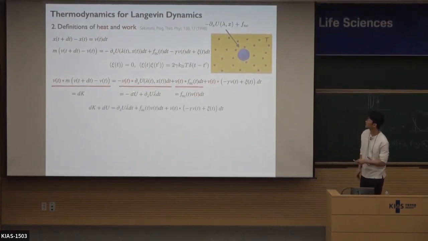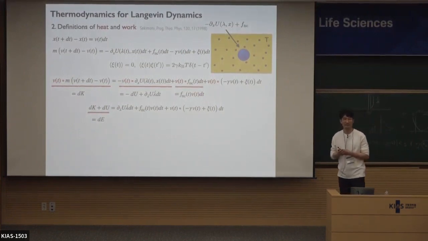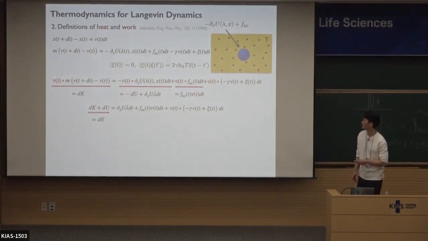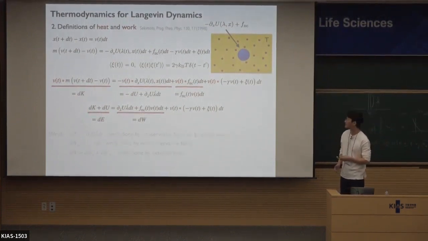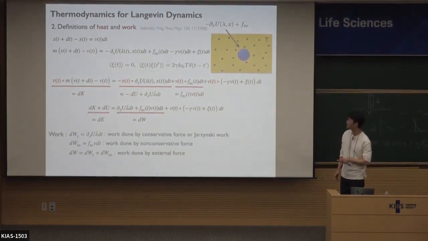If we move this du to the left-hand side, it becomes this one. So what does it mean? The kinetic energy change and potential energy change, their sum gives the system energy change. The left-hand side means the system energy change. And this second term is work done by external force, so it can be interpreted as work. Work can be divided into two parts. The first part is work done by conservative force, usually called Jarzynski work. The second part is work done by non-conservative force. Their sum gives the total work.